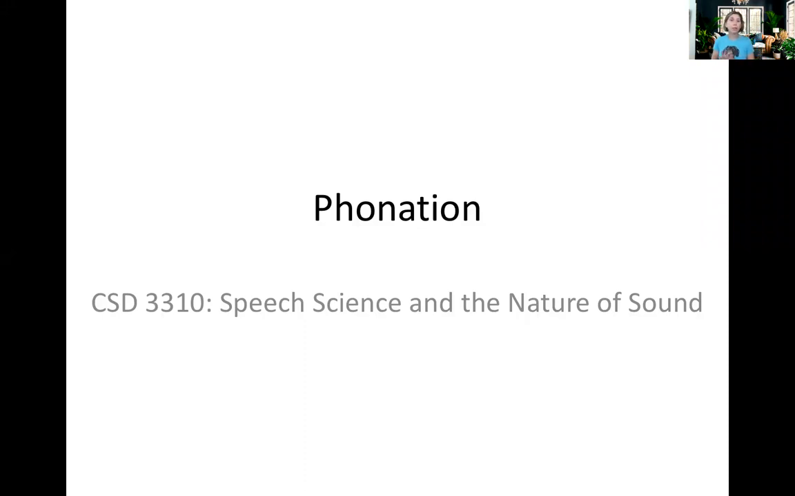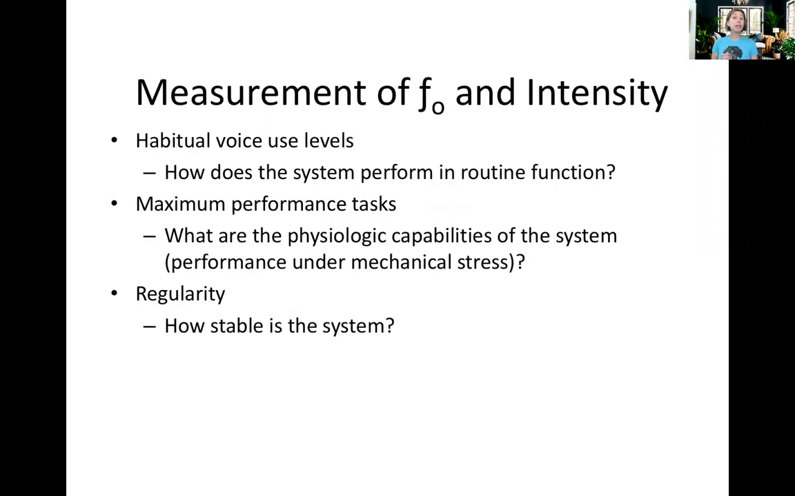Okay, welcome. Now we're going to be talking a little bit about how we can measure some aspects of fundamental frequency and just some general voice characteristics. And I guess we'll see what else we want to talk about here. Let's go with it. All right, so measuring fundamental frequency and intensity can be divided into three categories.